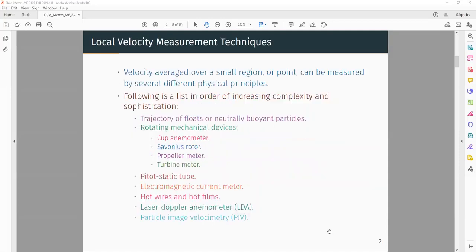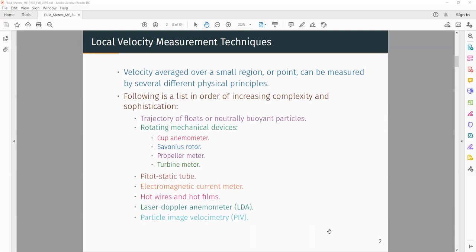The local velocity measurement techniques operate in a way that measures velocity averaged over a small region or point, and can be done following different principles. That is, measuring the trajectory of floats or neutrally buoyant particles, rotating mechanical devices like the cup anemometer, Savonius rotor, propeller meter, turbine meter, etc., a pitot static tube, electromagnetic current meter, hot wire and hot film anemometers, laser Doppler anemometer, and particle image velocimetry, that is PIV.